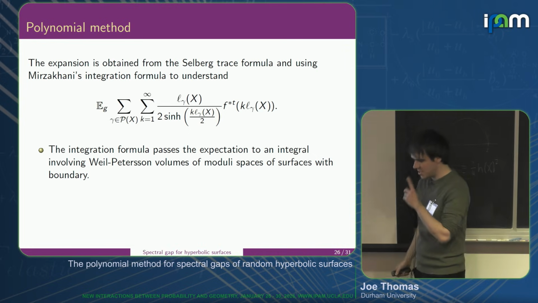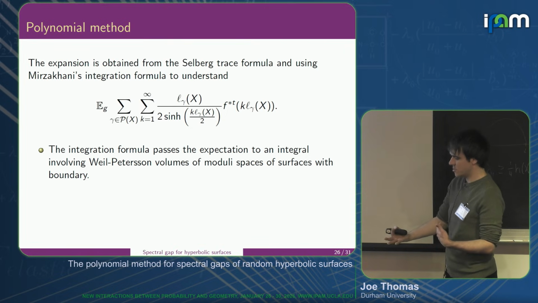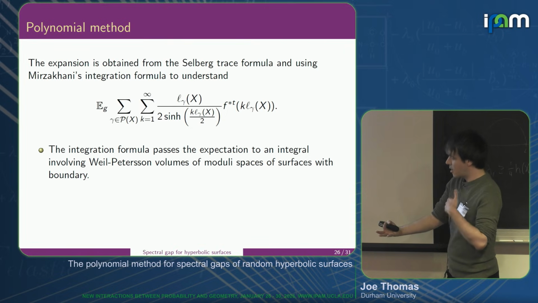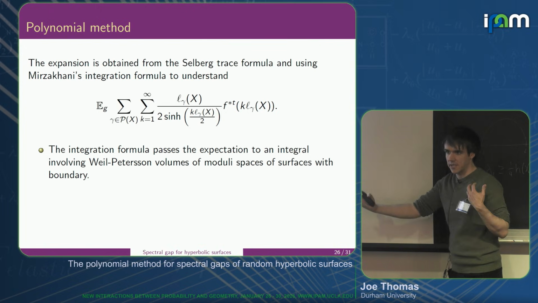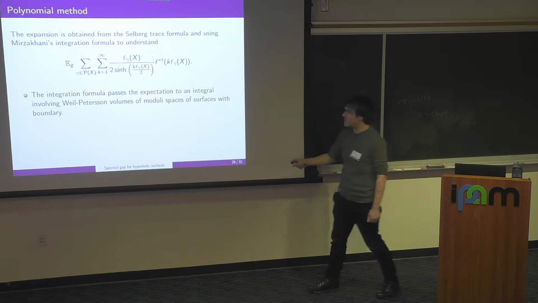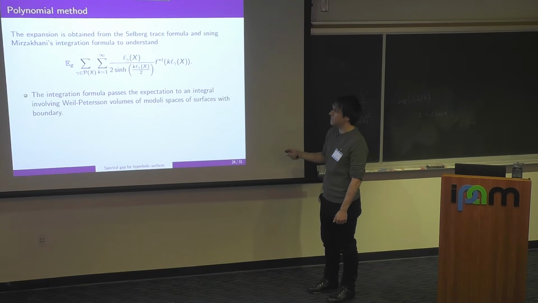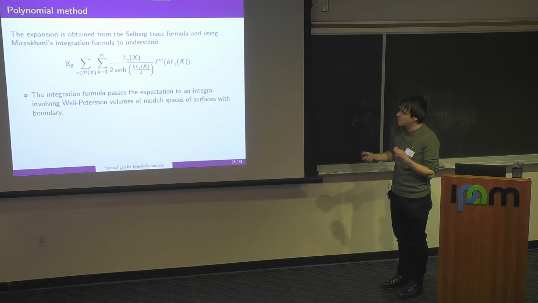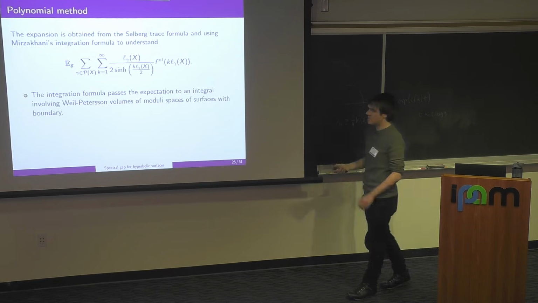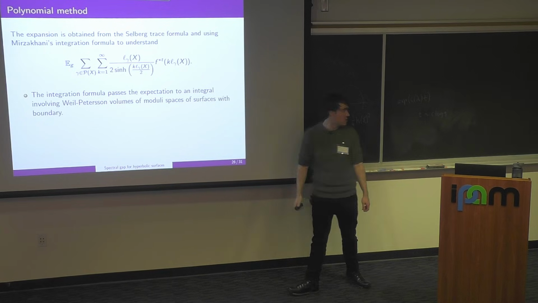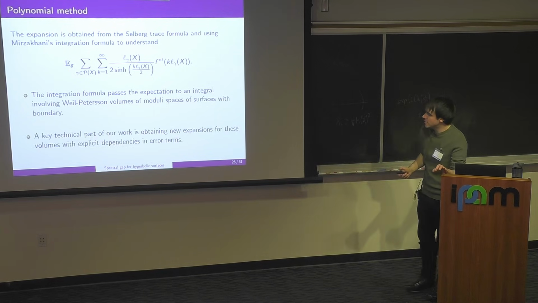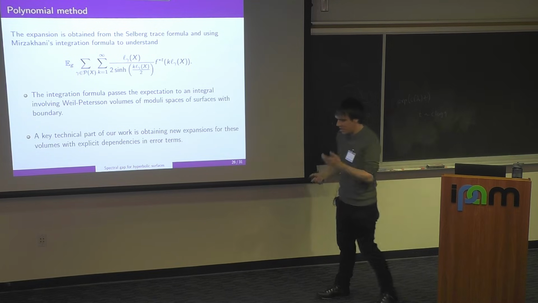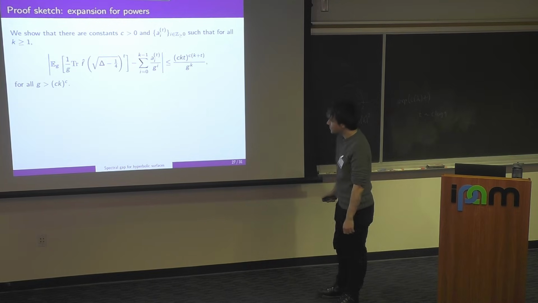And the surfaces that you get: I have some function in terms of some lengths of closed geodesics. I cut my surface along those closed geodesics. I'm going to get some disconnected surfaces, possibly with boundary. And it's these Weil-Petersson volumes of the moduli spaces of these surfaces that I'll see coming out. So to understand an expansion for powers, we're going to have to understand an expansion for these Weil-Petersson volumes. And this is the technical part of our work, obtaining these expansions. And in particular, we show they have these sorts of Jevry statistics.